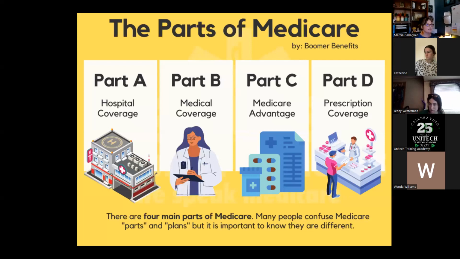All right, so this kind of brings us a little bit back to Part A through D. Part A is hospital. Part B is medical coverage. Remember, our physician's offices and durable medical equipment. Part C is our Medicare Advantage. And Part D is prescription coverage.